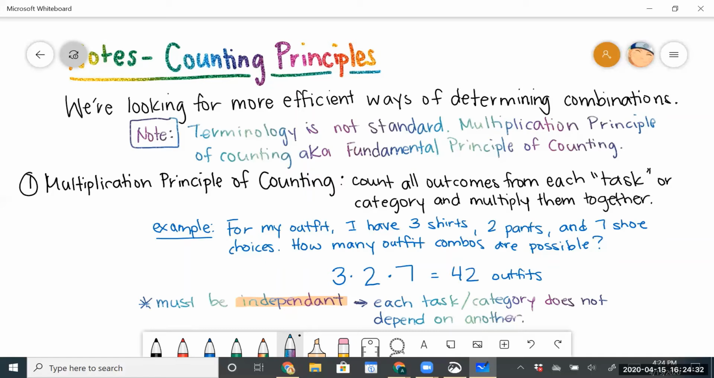Okay? So just some vocabulary to keep in mind, and that takes care of our multiplication principle of counting. The other principle of counting that we have is a little more involved, okay? And we're going to take the example of school clubs. So let's talk about that.